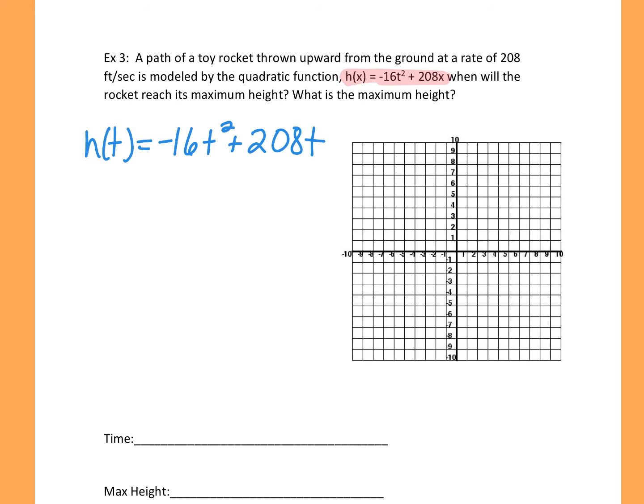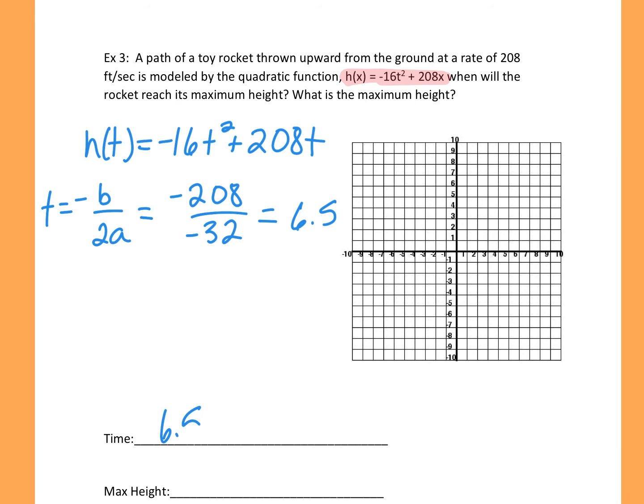All right, so what is the first thing we did on this one? So a lot of really good answers. Yep, negative b over 2a is going to give us t. T equals negative b over 2a. What's negative b? Negative 208. And what's 2 times a? Yep, 2 times negative 16 is negative 32. We divide those 2 numbers and we get what? What do we get? 6.5. Good. 6.5 what? Seconds.